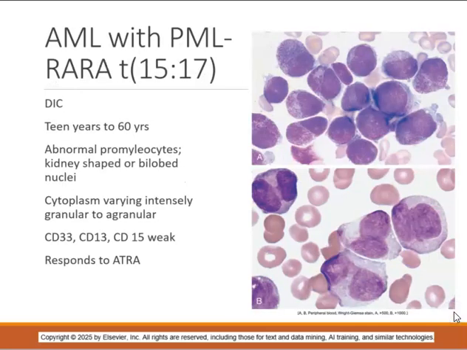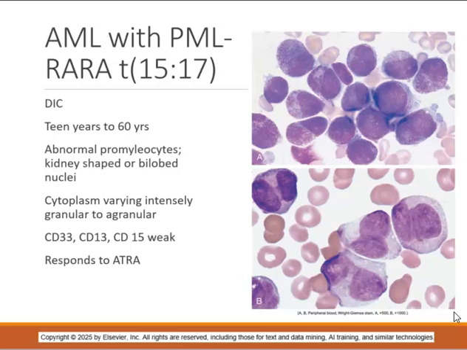Okay, AML with PML, which is promyelocytic leukemia, with RA. RA is a retinoic acid receptor, which we'll explain in a little bit more later in the chapter, with a translocation of 15;17. These are usually seen from the teen years up to the age of 60. They are promyelocytes with usually a lot of primary granules in them. But you can see how the promyelocytes in the bottom picture don't have as much. They call them the agranular type of PML.